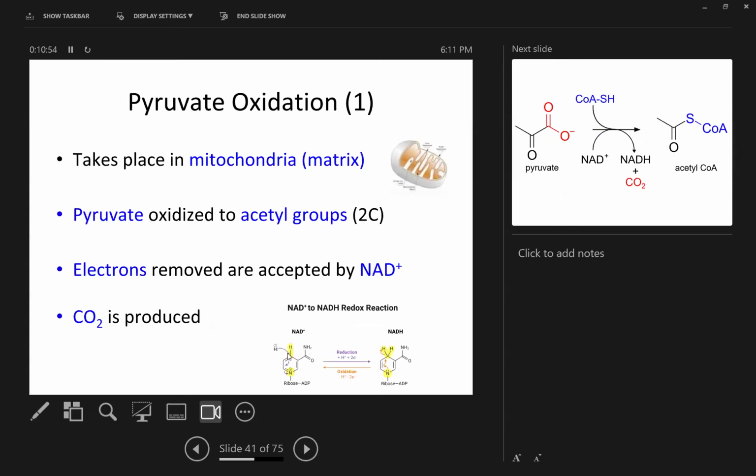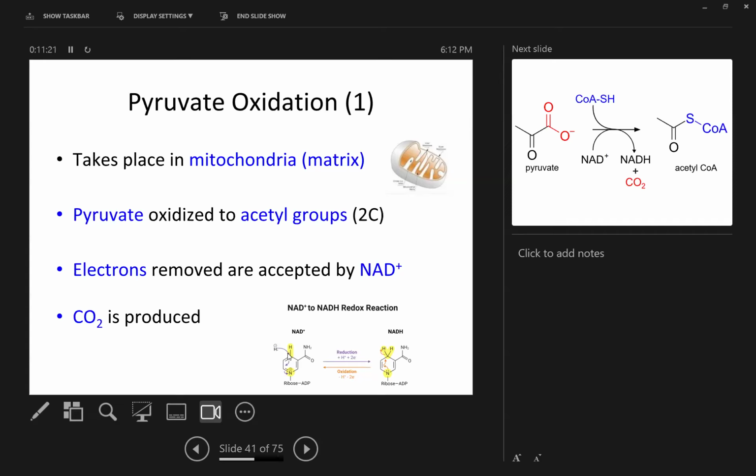Okay. So location of pyruvate oxidation. Pyruvate moves into the matrix of the mitochondria. This is where a CO2 will get ripped off by an enzyme. And then now it's just a 2-carbon molecule. So we call that acetyl. That just means there are 2 carbons there.